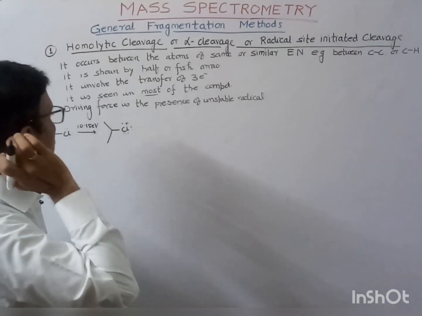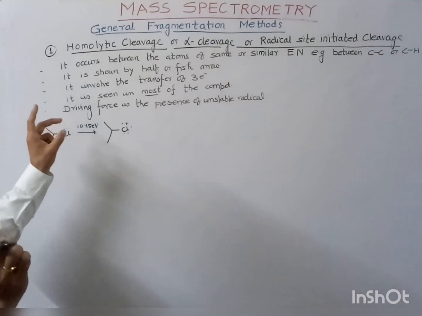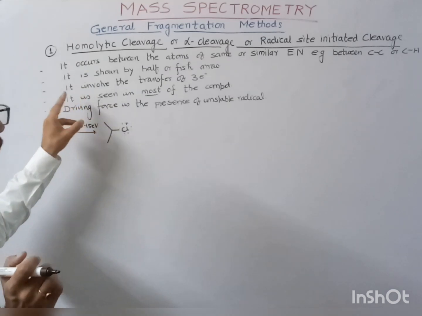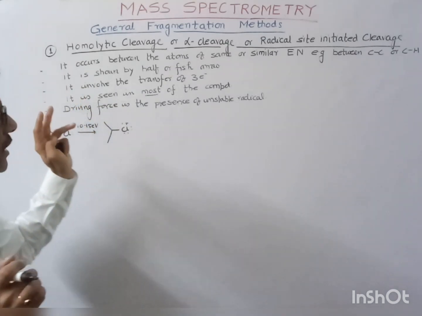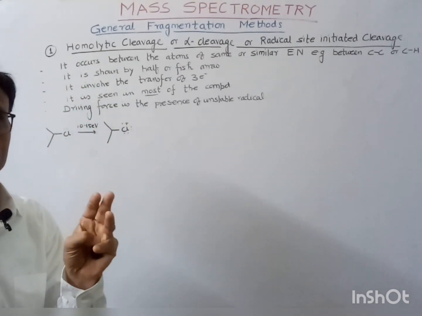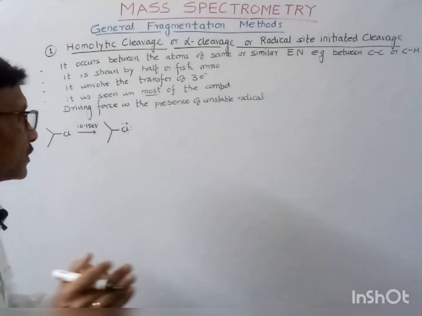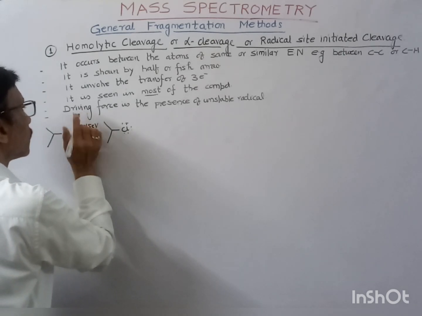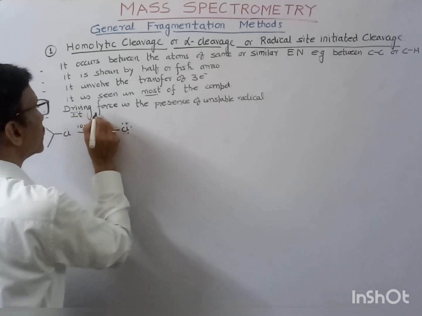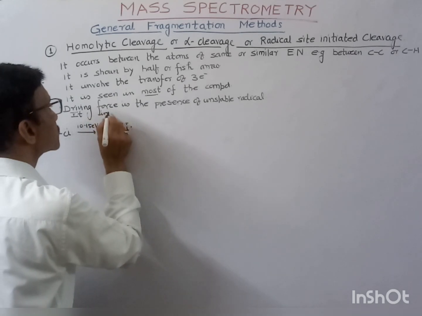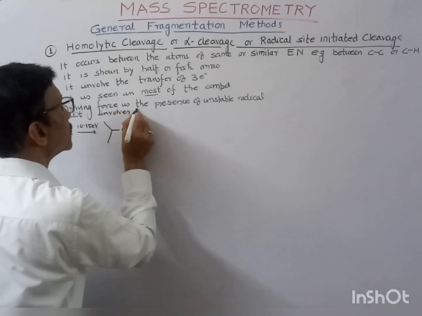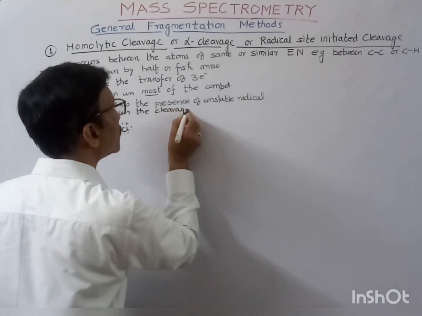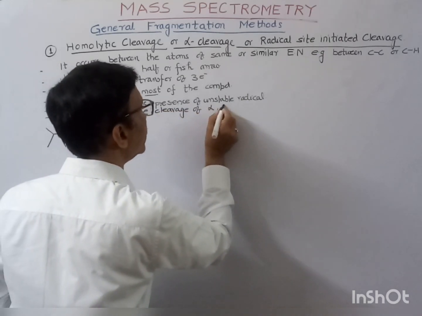Now, one of the points that I should mention here is that it is a 3 electron transfer process, and the next thing is which bond will break. So the alpha beta bond will break here. So it involves the cleavage of the alpha beta bond.